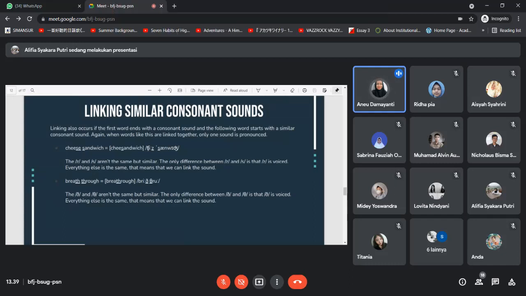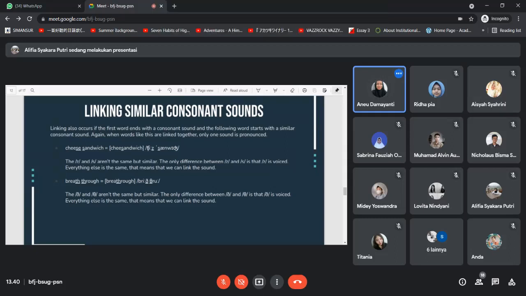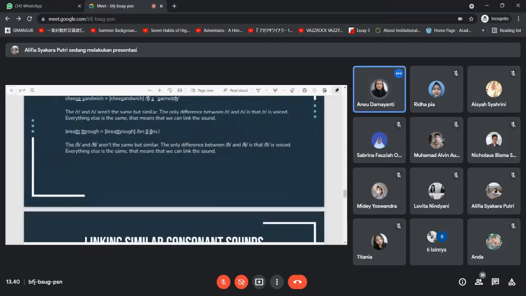The zah and sah aren't the same but similar. The only difference between zah and sah is that zah is voice, everything else is the same. That means that we can link the sound. Dan contoh yang sama juga ada di kata breathe through. The and the aren't the same but similar. The only difference between the and the is that the is voice, everything else is the same. That means that we can link the sound. So the next slide, please.